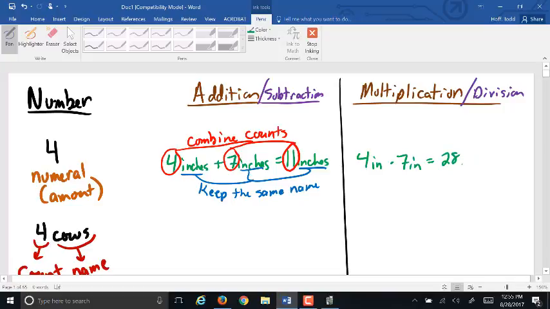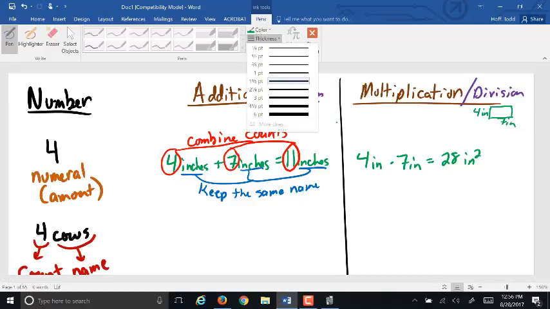28 inches squared. There we go. If you think about it, if we're multiplying 4 inches times 7 inches, chances are we're looking at a rectangle or something. We're trying to find its area. So we do get inches squared.